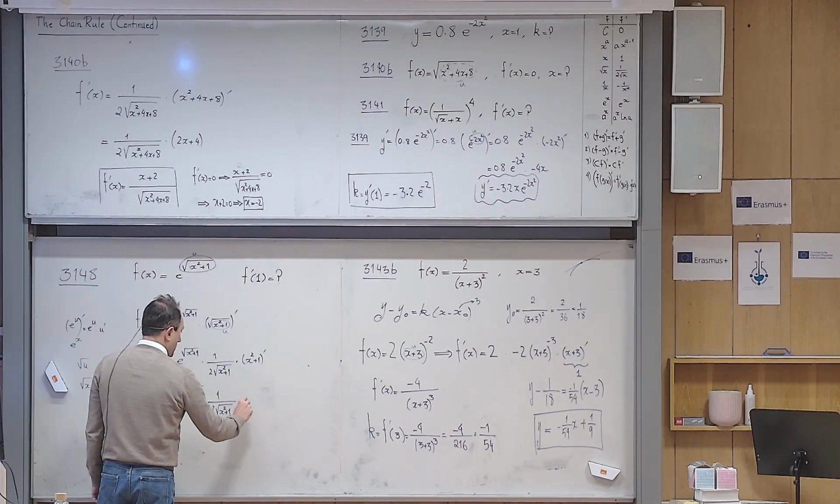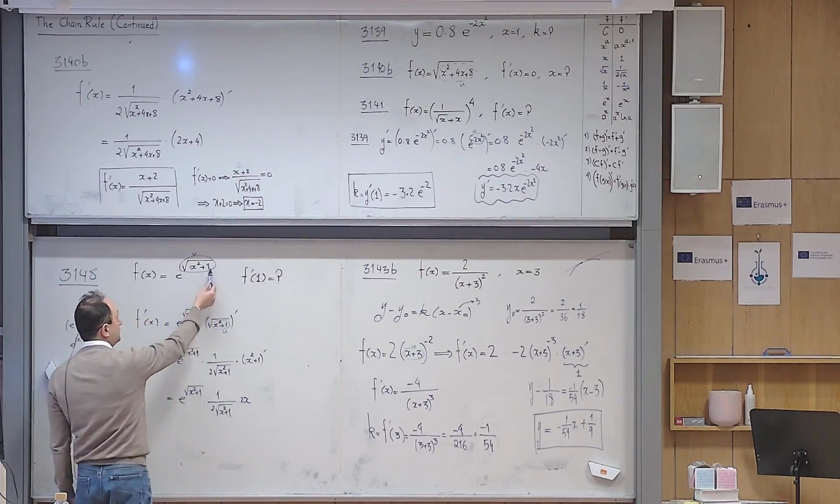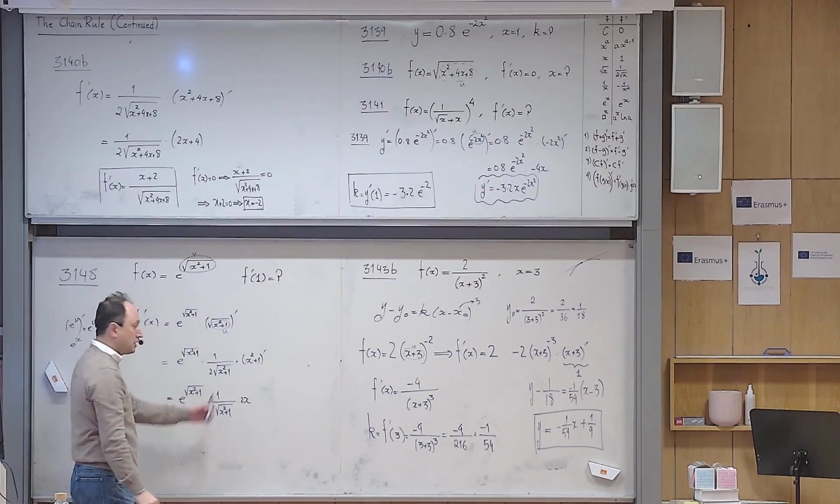So why does this happen? Because we have three functions involved here. X squared plus 1 is the innermost function, then a square root function, then an exponentiating function. Okay? So this is my derivative.